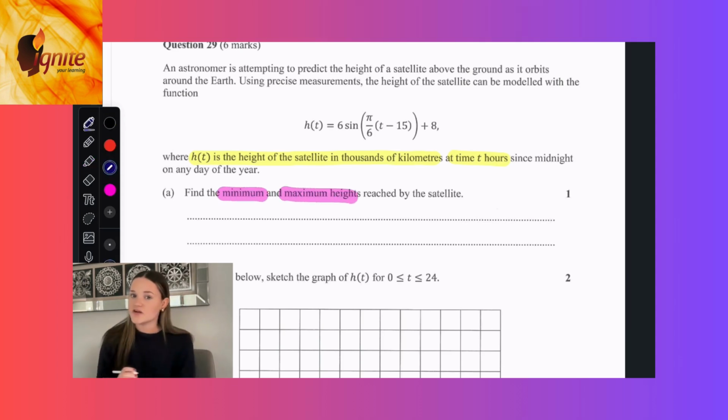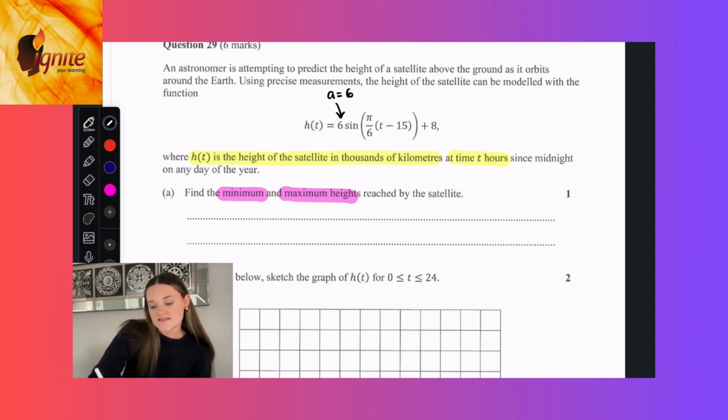Whenever we have trig functions like this, whenever they ask for the maximum or the minimum heights, that has to do with the amplitude of the function. We can find the amplitude by looking at which number is sitting outside of our function. So this number here, 6, is going to be our amplitude.